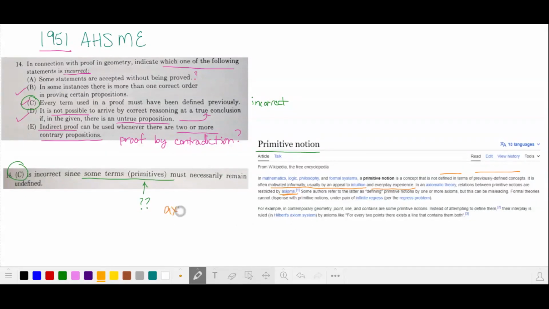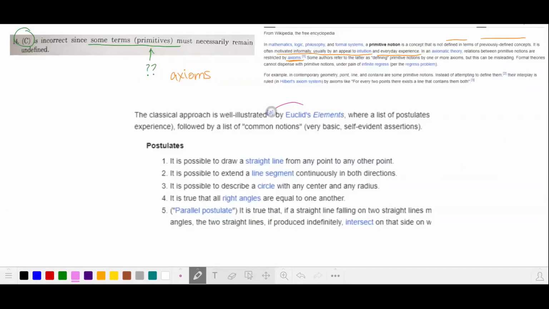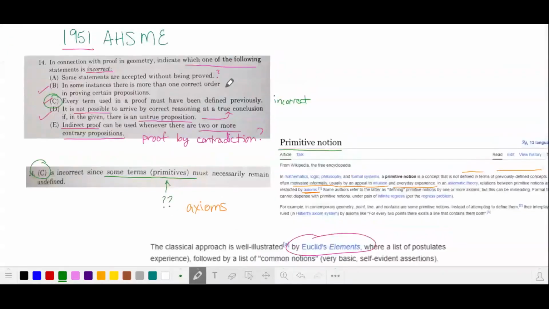I'm familiar with the term axioms. You'll see these most often in Euclid's Elements. He begins with a list of postulates or axioms that we are to accept, and then from there we can prove a lot of theorems in geometry. Still, I think it's fair to say that a problem like this would not be found on a current AMC.